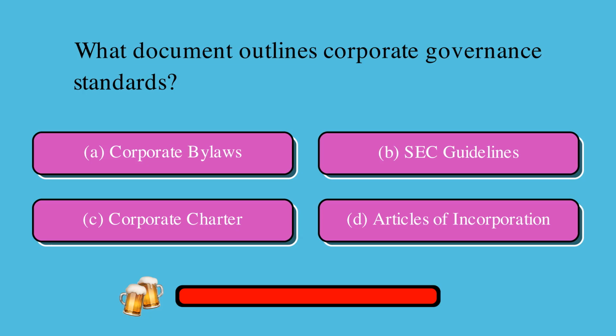What document outlines corporate governance standards? Is it A, Corporate Bylaws, B, SEC Guidelines, C, Corporate Charter, or D, Articles of Incorporation? The correct answer is A, Corporate Bylaws.